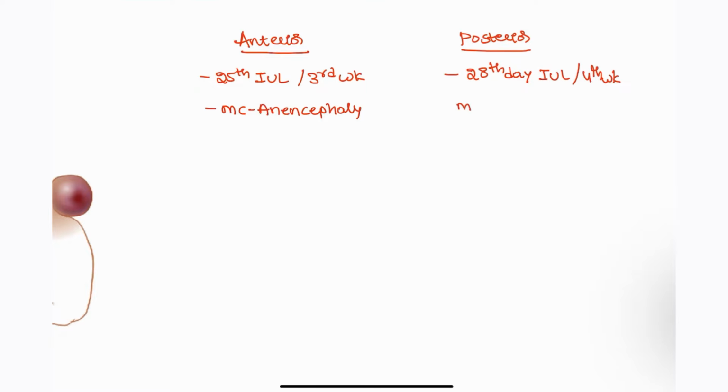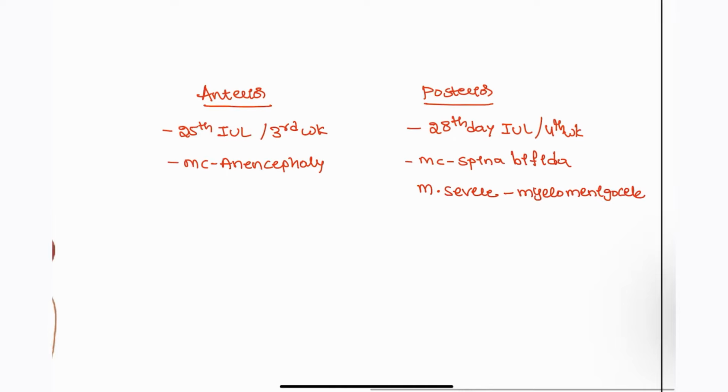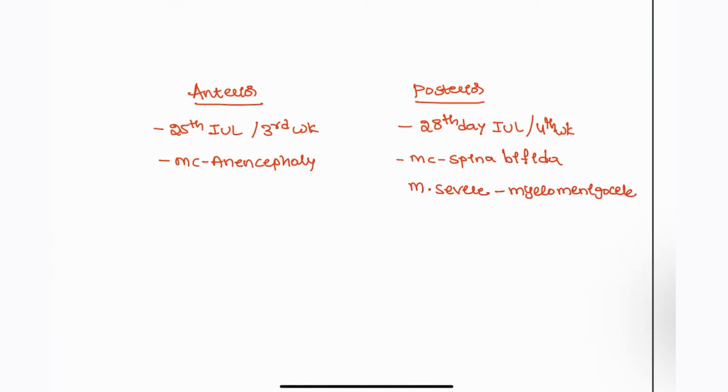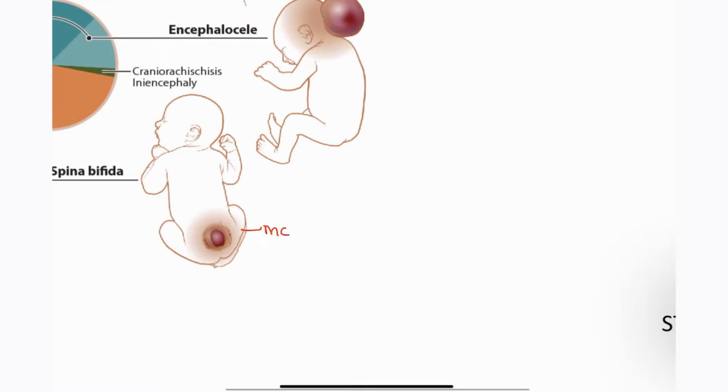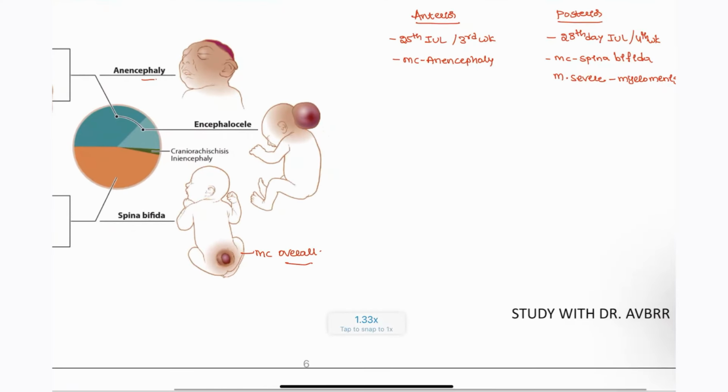Next, the most common posterior defect in these patients is spina bifida, and the most severe is myelomeningocele. Okay, myelomeningocele. Next, if they ask for the most common overall, that is spina bifida. Okay, most common overall in these patients. Right, these are some of the defects that will be seen in these patients.